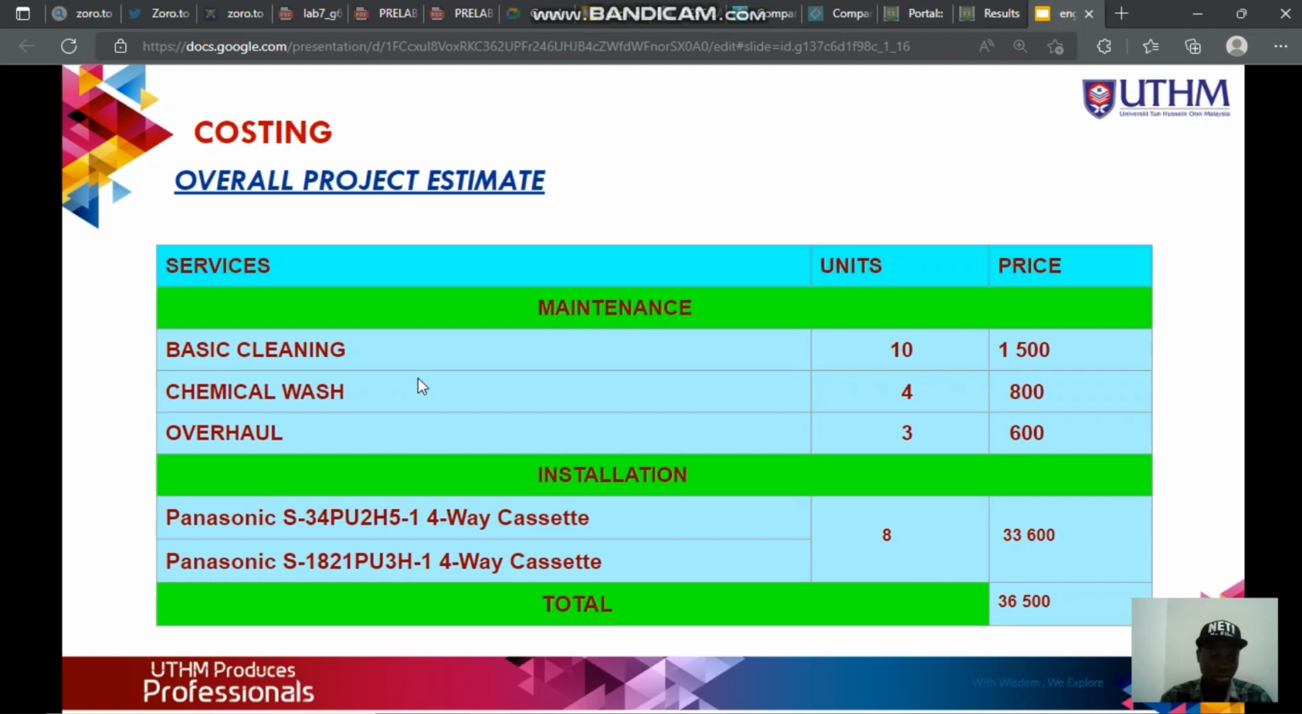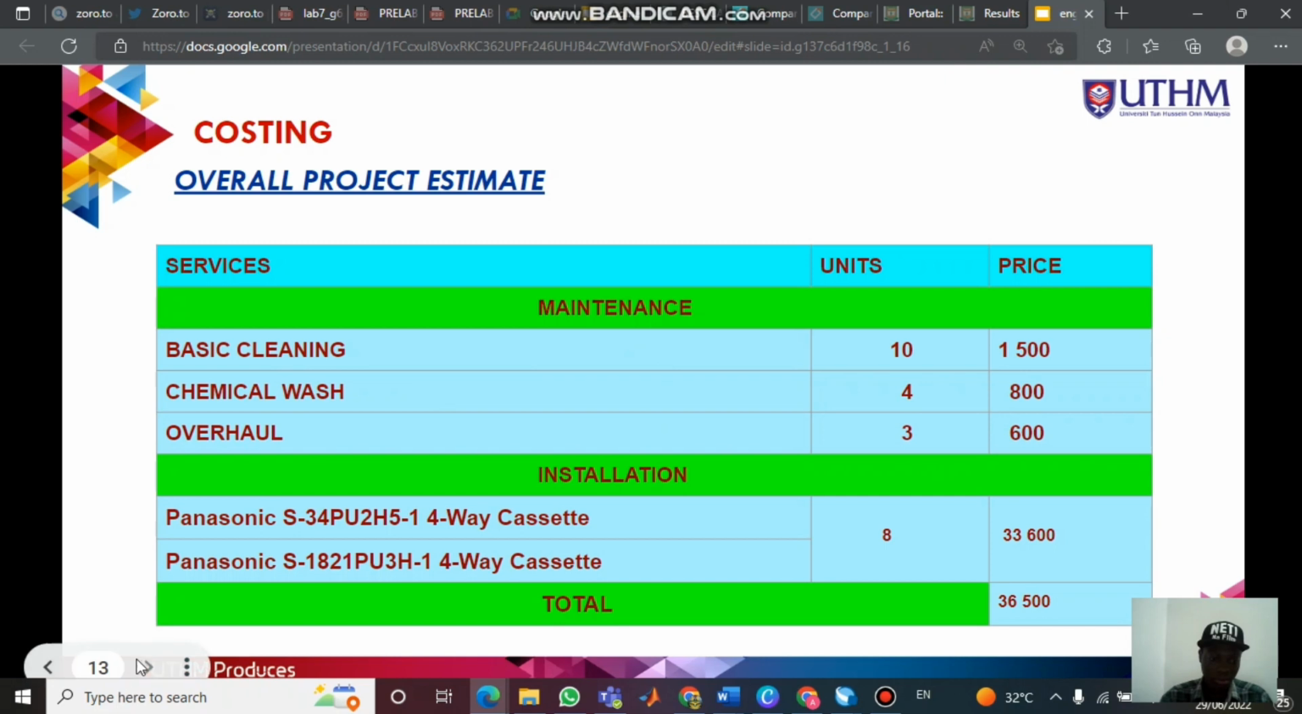As well as the installation, both models for 8 units will be 33,600 ringgit, so all resulting in 26,500. So that will be all from me.